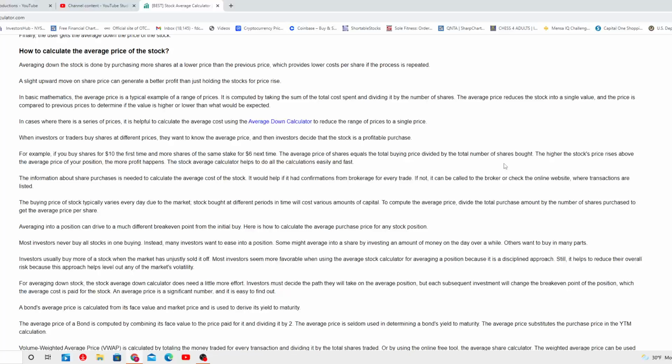Investors usually buy more of a stock when the market has unjustly sold it off. Most investors seem more favorable when using the average stock calculator for averaging a position because it is a disciplined approach, which I totally agree. Still, it helps to reduce the overall risk because this approach helps level out the market's volatility.